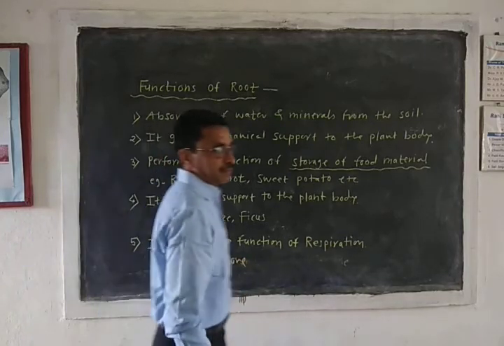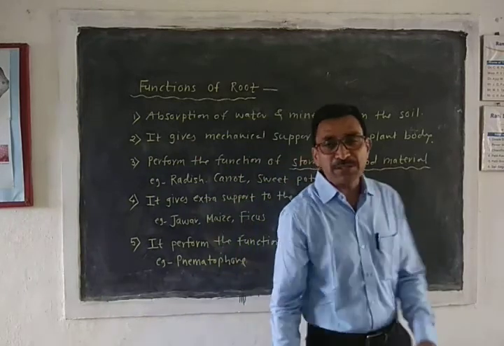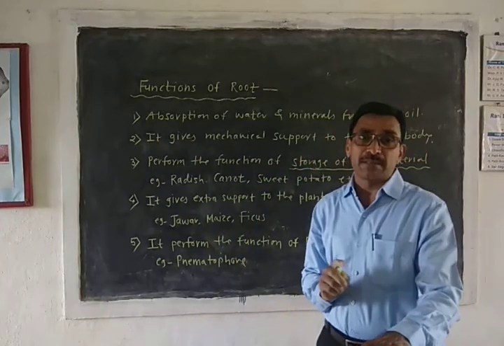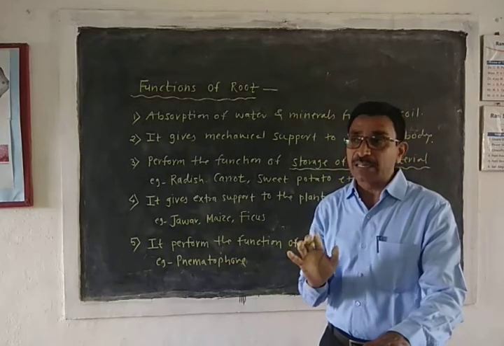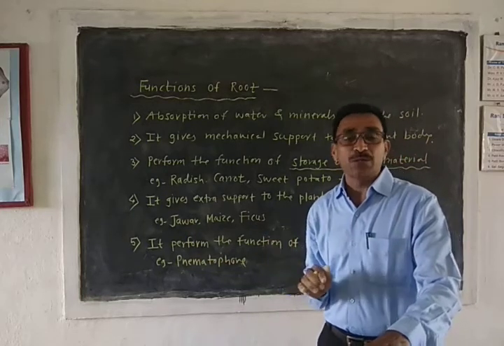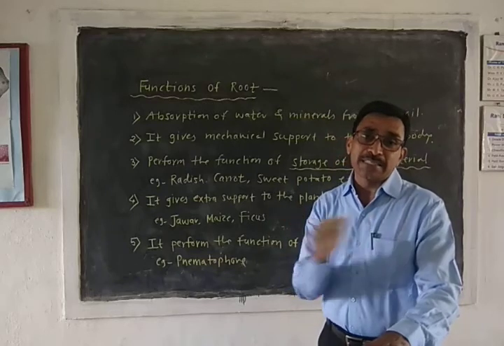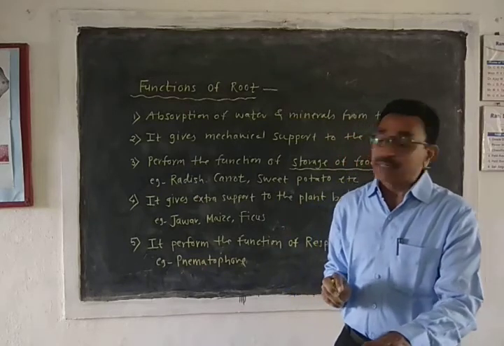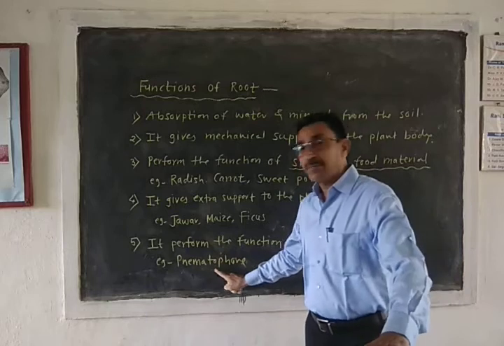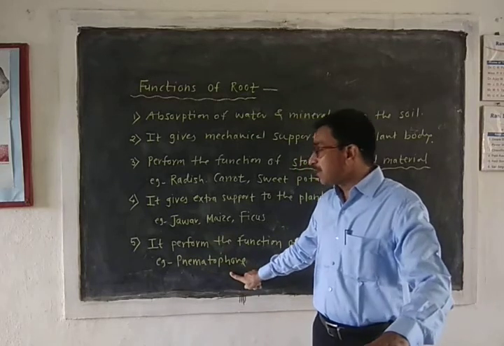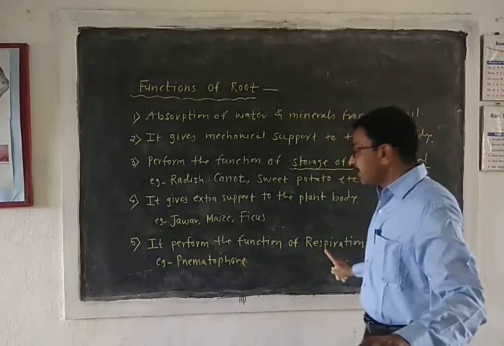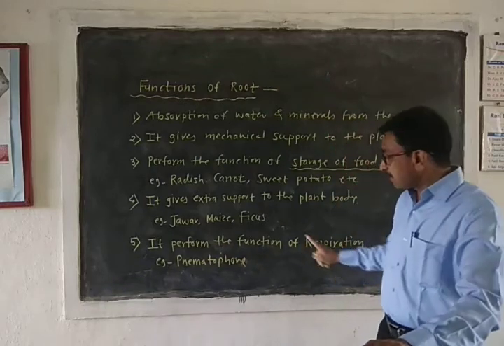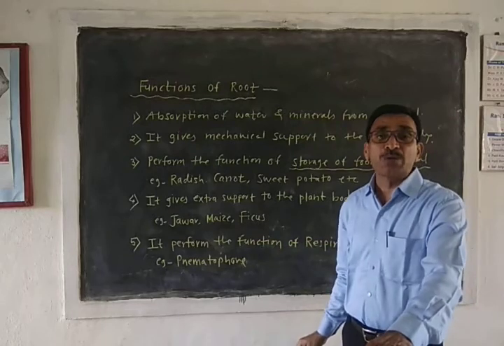Nematophore is a plant in which the aerial roots are present. What I said? Aerial roots. Generally, roots are present in the soil. Root is a descending axis of the plant body, but it is an exceptional case, nematophore. In the nematophore, the roots are aerial and they perform the function of respiration, and hence those roots are also called breathing roots.